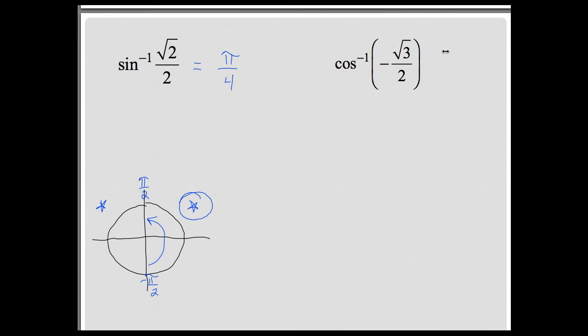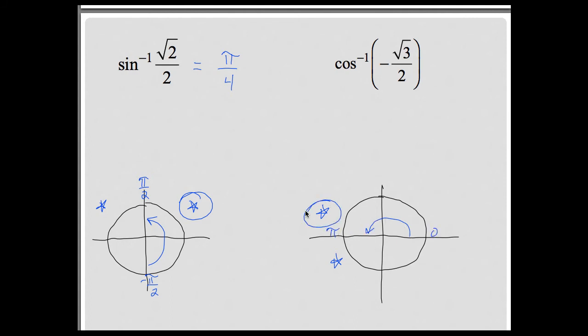And finally, the last one, inverse cosine of negative root 3 over 2. So cosine is going to be negative in the second and third quadrants. But the restricted range for inverse cosine takes us from 0 to pi. So our only answer is going to be there in the second quadrant. Again, you can do a reference angle if you find it helpful. From your unit circle, you want to think of the angle where the cosine, the x-coordinate for the point, is the square root of 3 over 2.